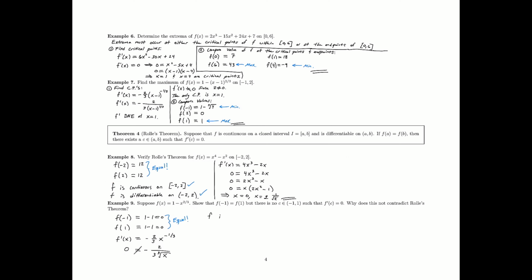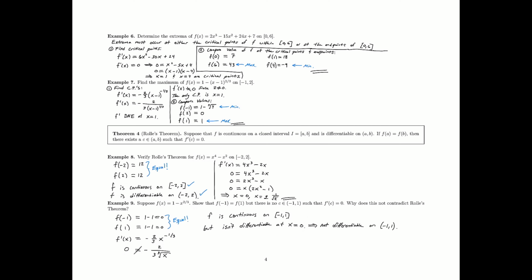So f is actually continuous on [-1, 1], but it isn't differentiable at x equals 0, which does live inside here. So it's not differentiable at x equals 0, so this implies it is not differentiable on the open interval negative 1 to 1 because 0 lives inside there.